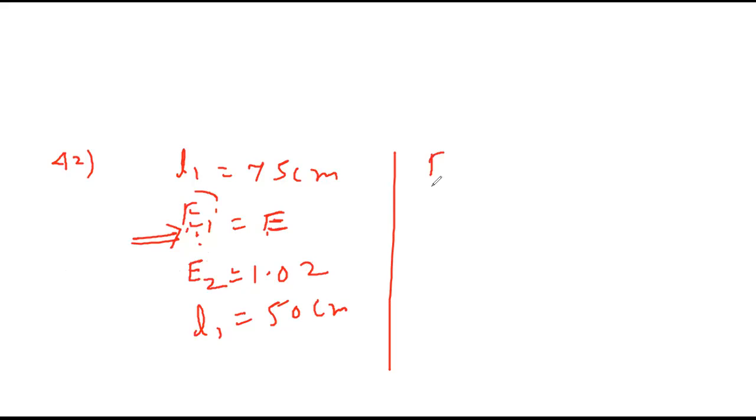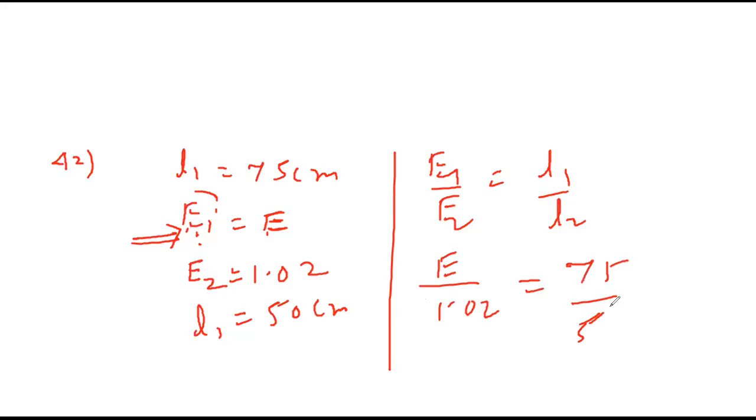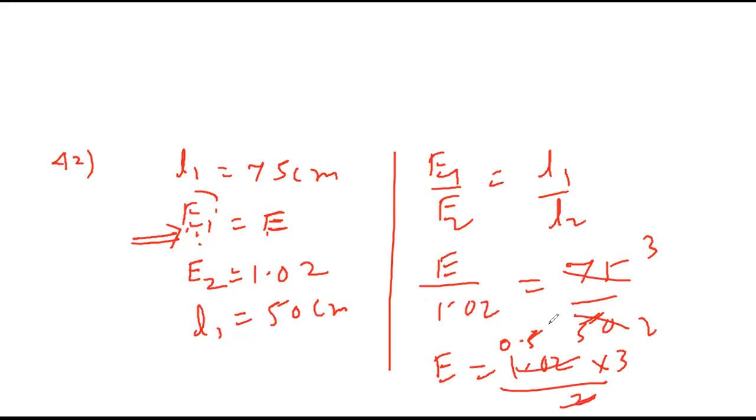So can I say E1 upon E2 is L1 by L2? E1 is E, E2 is 1.02, L1 is 75, L2 is 50, that is 25 into 3 and 25 into 2. Now E is 1.02 into 3 upon 2, that is 0.51 into 3. So E equals 1.53 volt. Any doubt in the sum? Please solve it.